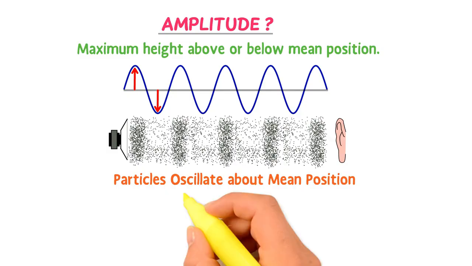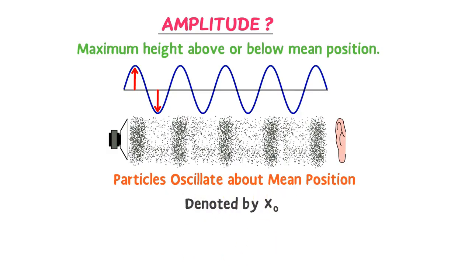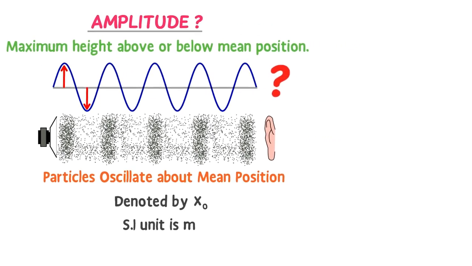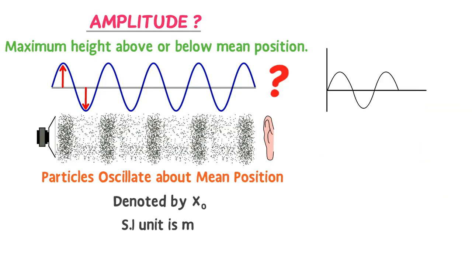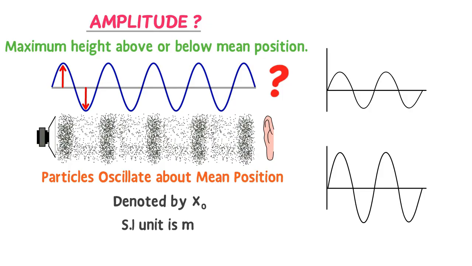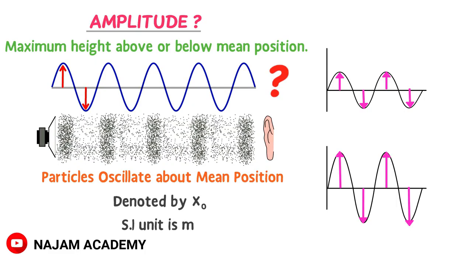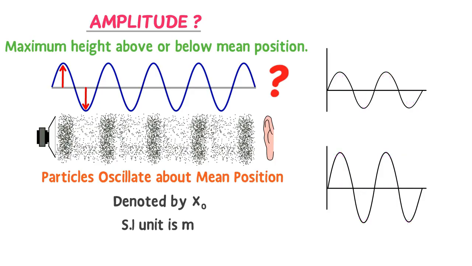Usually, amplitude is denoted by x0. The SI unit of amplitude is meter. Now, how can we calculate or measure the amplitude of any wave? Well, consider these two waves. Now, I should measure the distance or length of this peak point from the mean position using a ruler or any measuring device.